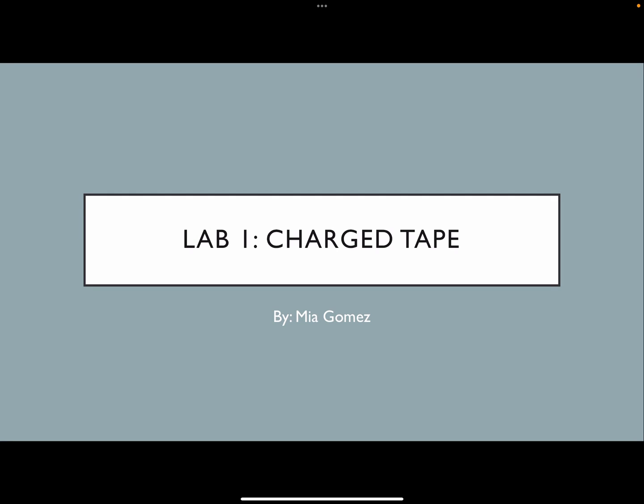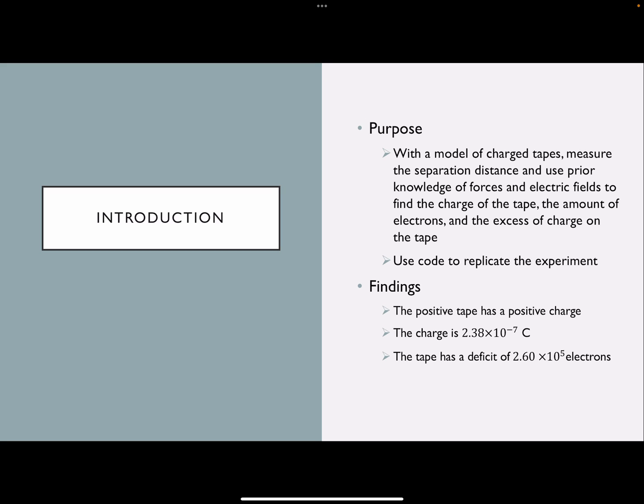Hello, this is Lab 1 for Physics 2 over charge tape. The purpose of this lab was, with a model of charge tapes, to measure the separation distance and use our prior knowledge of forces and electric fields to find the charge of the tape, the amount of electrons, and the excess of charge on the tape as well. And then we were going to use code to replicate the experiment.